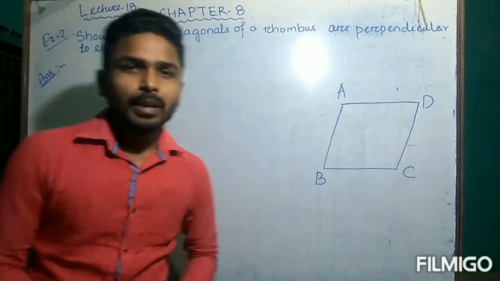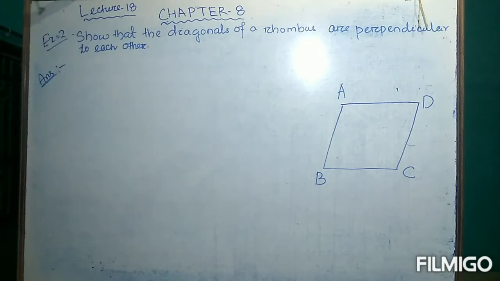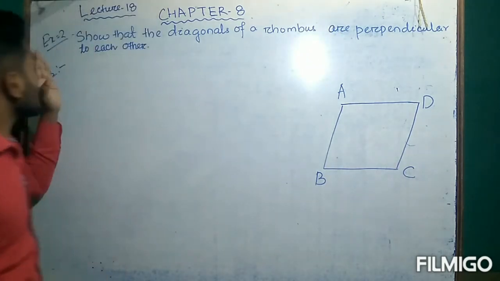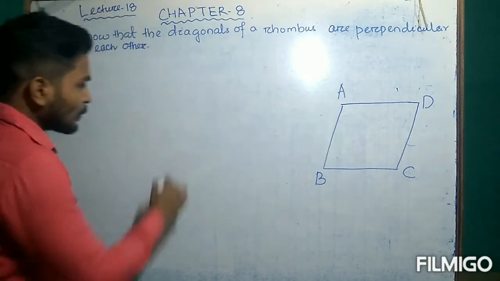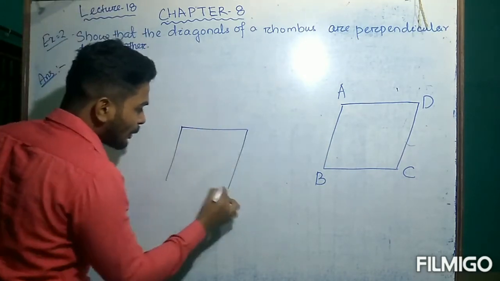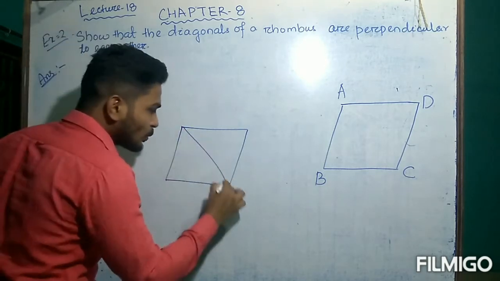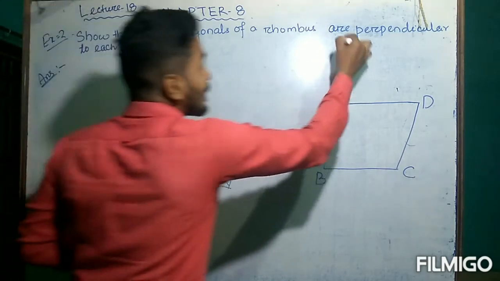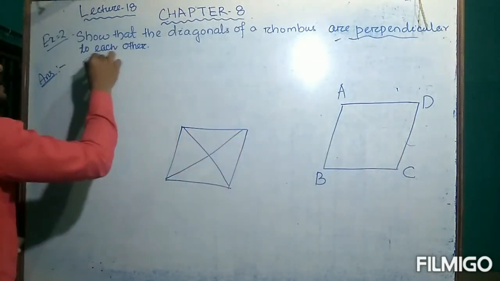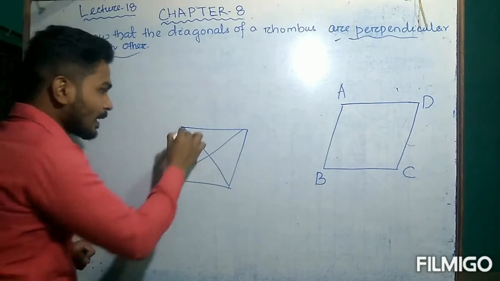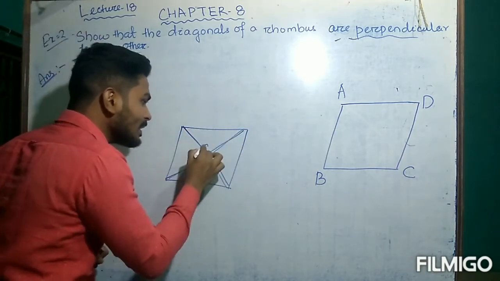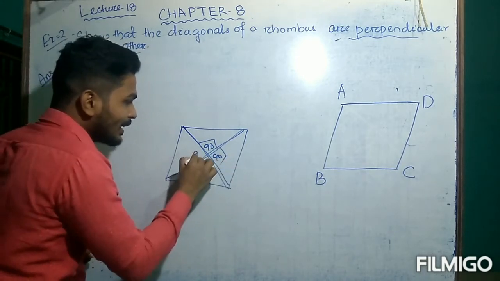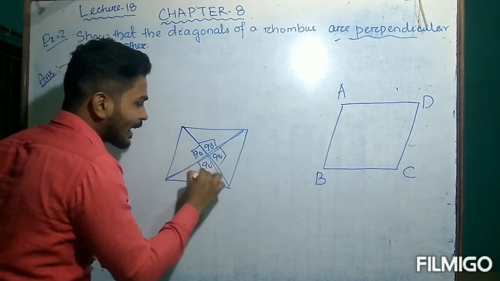And now coming to the example number 2. In example 2 it is given that the diagonals of a rhombus are perpendicular to each other. Right? So if there is a rhombus, then you have to draw two diagonals. And you have to prove that these two diagonals are perpendicular to each other. That means the angle between these two diagonals is 90 degree.